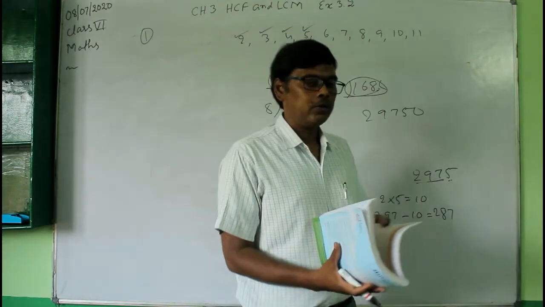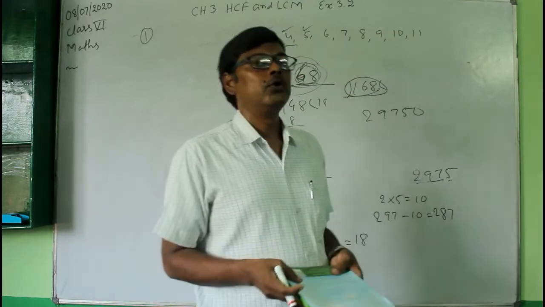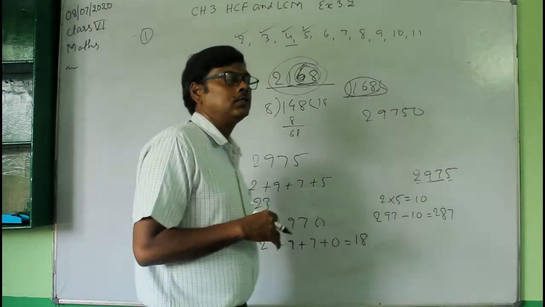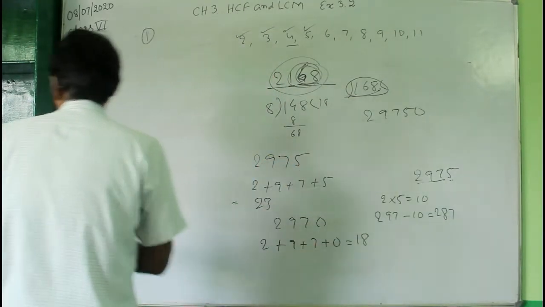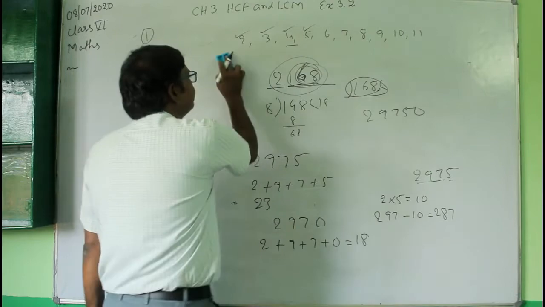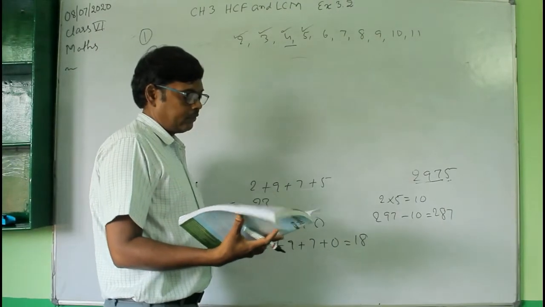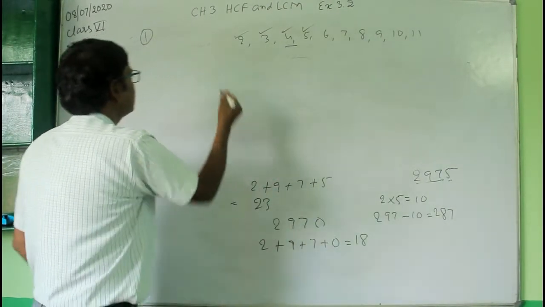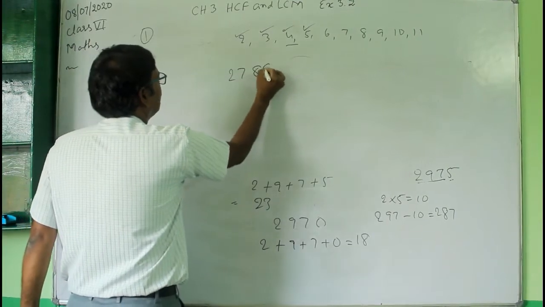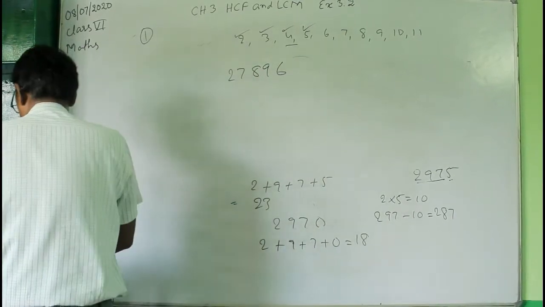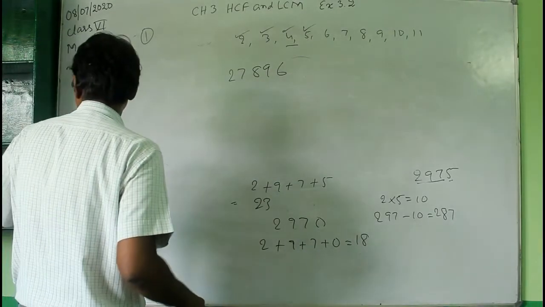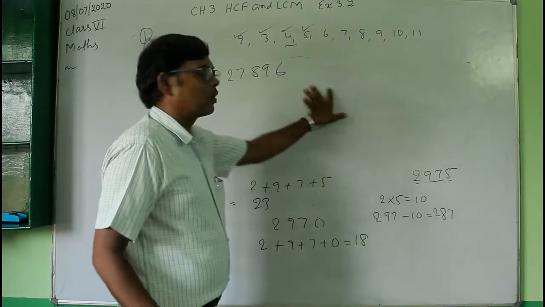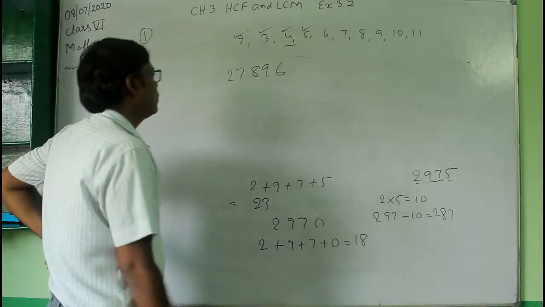Now the last one is 11. How will you test whether a given number is divisible by 11? Here again there is a rule, and this one is a little bigger. Take the example 27,896. So you have this number, and we have to test whether this number is divisible by 11 or not. So what do we do here?